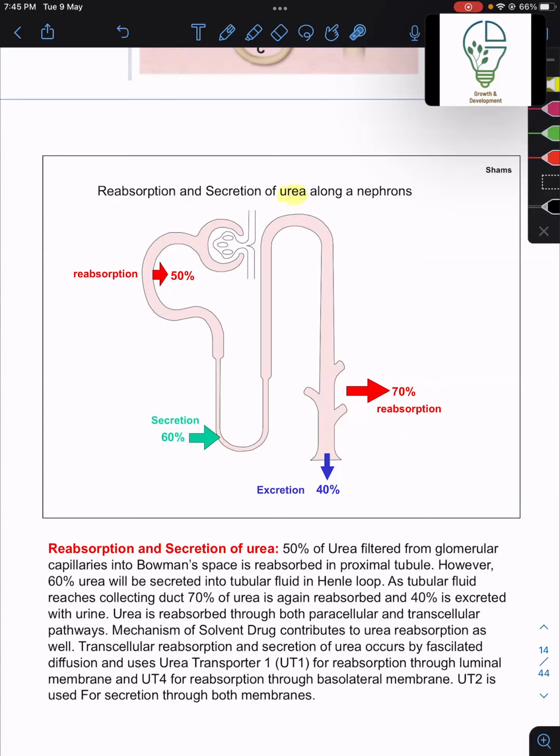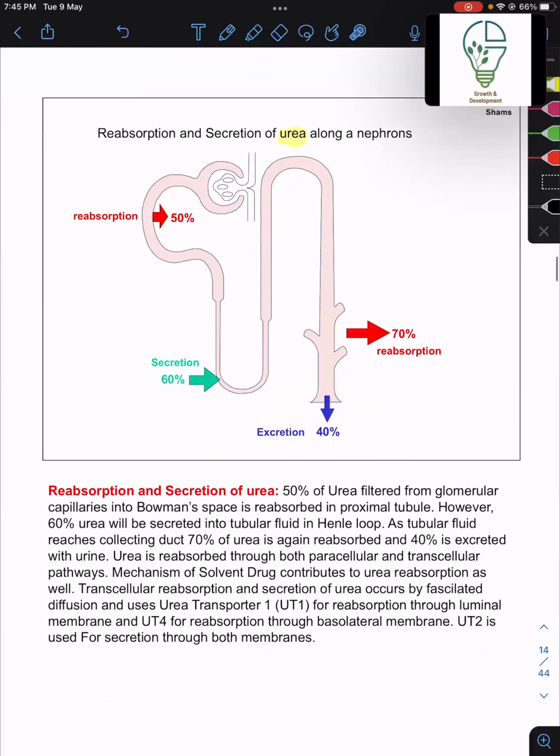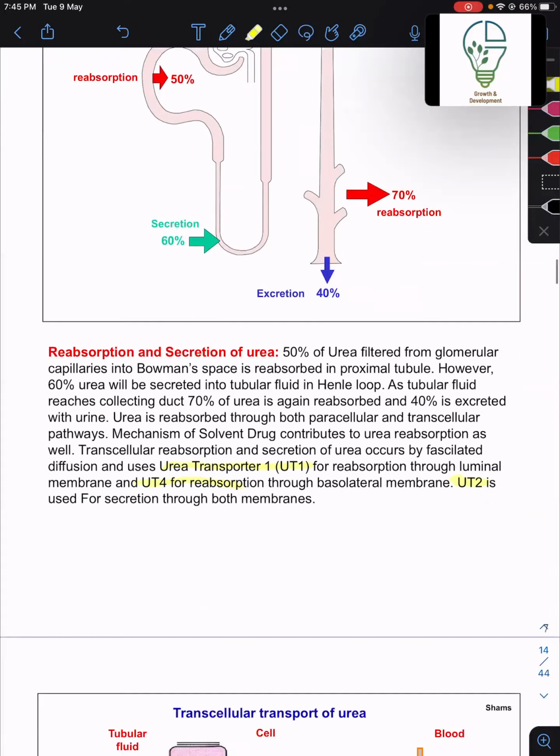So it's going into the blood, out of the blood, and then back into the blood. And then finally, it's going to be excreted. So urea is kind of special like that. It's going to be reabsorbed in the proximal convoluted tubule. It's going to be secreted, which means it goes from the blood into the tubules, and it's going to be reabsorbed again. So it's going back and forth between the blood and the tubules, essentially. And then they mentioned three transporters over here. I'm going to show you that in the next slide.